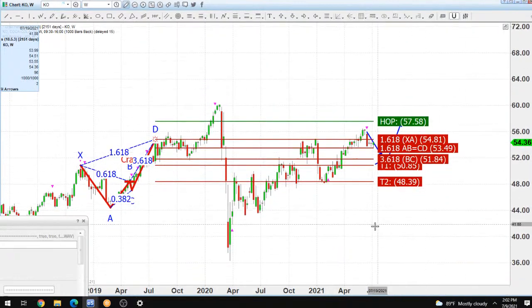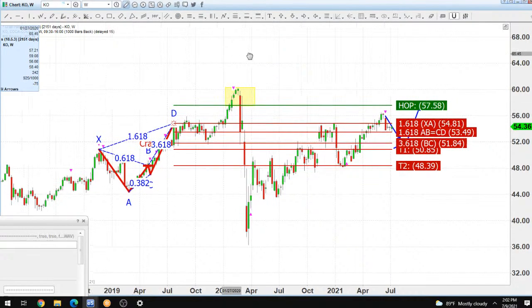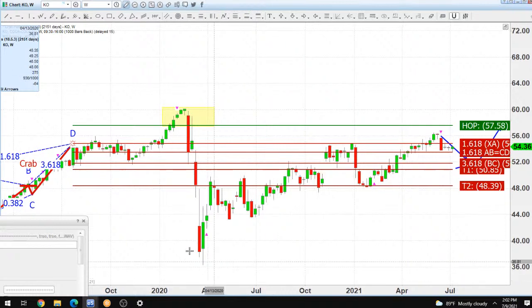This is a weekly, just 2 years. And this is actually good to take note of because look at that hop level. This looked incredibly strong going into 2020. Looked like that crab was going to fail, right? I mean, look at this go sideways. It forms a terminal bar and does a harmonic pause.